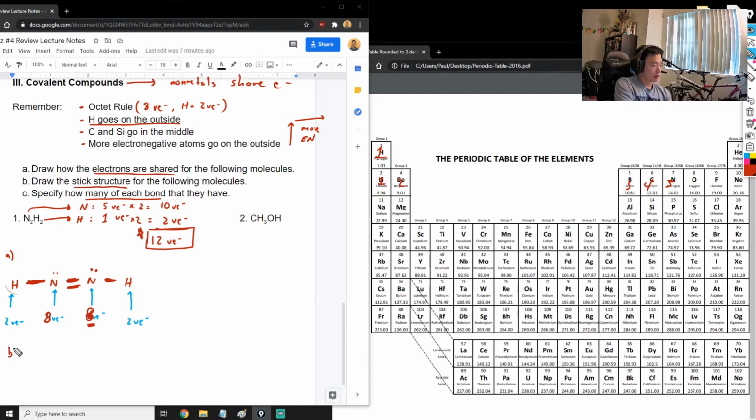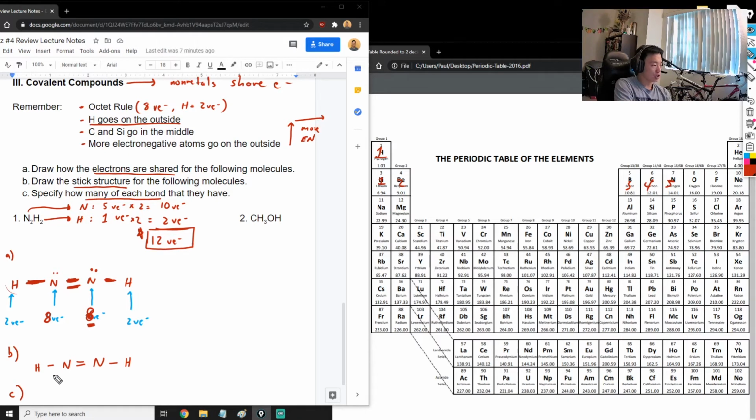All right. For part B, let's draw the stick structure. Stick structure is very simple. We just don't draw these dots. So we can do N, H, dash N. And then we want 2 dashes, and we want an H. And so this is going to be our stick structure.